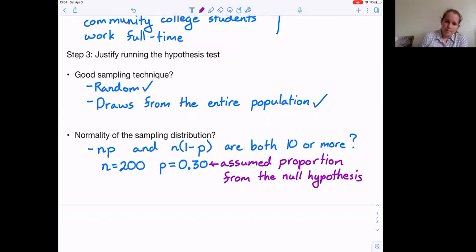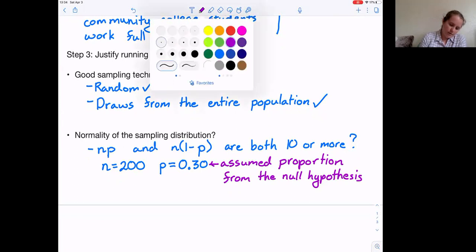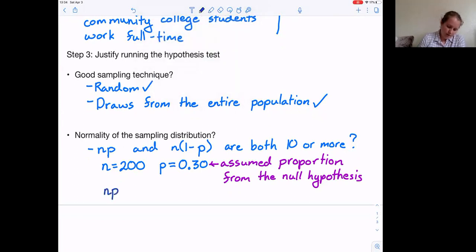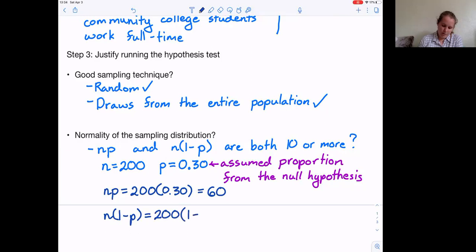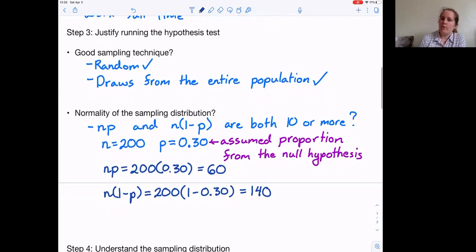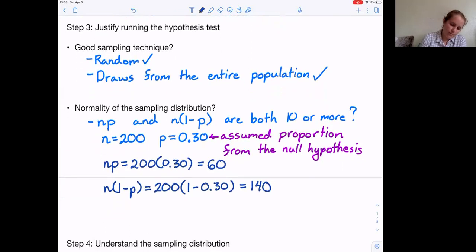So from here, we have n times p is 200 times 0.30, otherwise known as 60. n times 1 minus p is 200 times 1 minus 0.30, otherwise known as 140. And these are both definitely 10 or more.